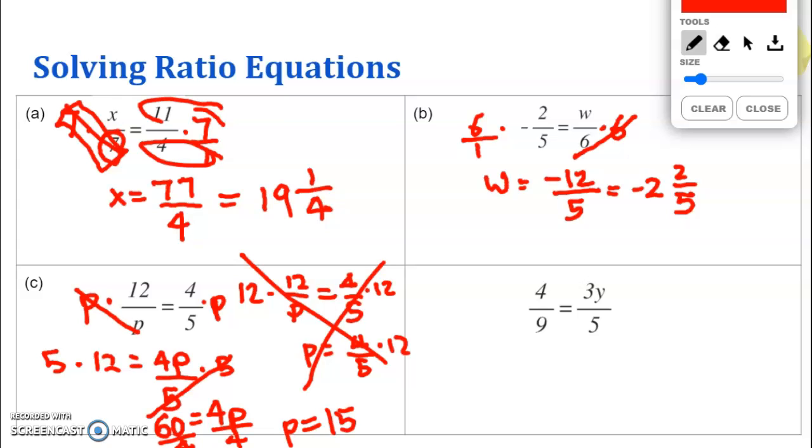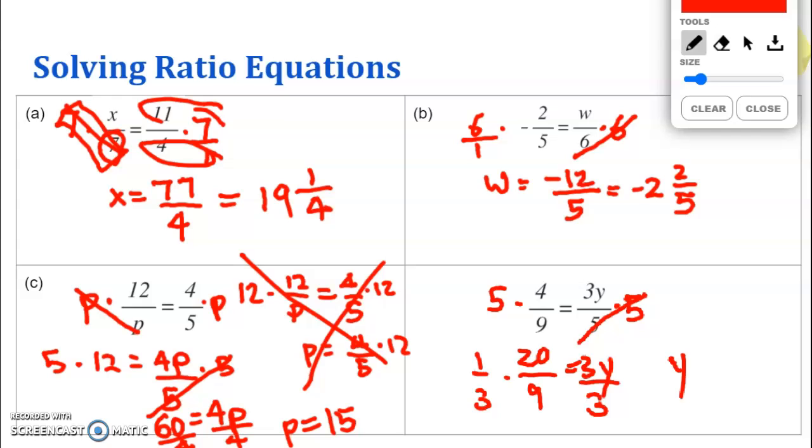Last question, I'm running out of time, so I'm going to do it really quickly. So I want to get to y is equal to something. So I want to get rid of this 3 and 5. I want to multiply both sides by 5 to get rid of the denominator 5. And that leaves me with 3y is equal to 4 times 5 is 20 over 9. And then from here, I want to divide both sides by 3. Dividing both sides by 3 is the same as multiplying by 1/3, and that leaves me with y is equal to 20 over 27.